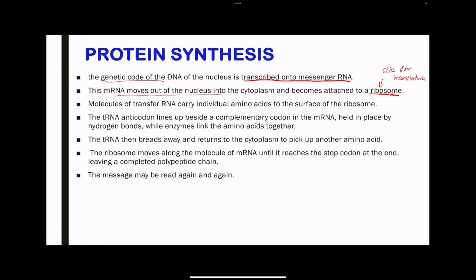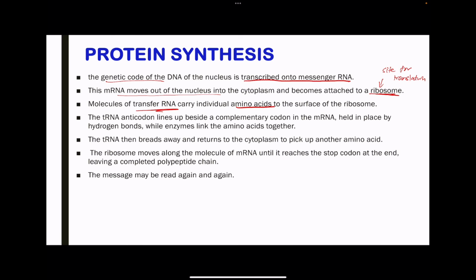The molecules of transfer RNA carry individual amino acids to the surface of the ribosomes. And again, different transfer RNAs have different anticodons that are complementary to the codon on the messenger RNA, and only complementary transfer RNAs will bind, because they contain the amino acid that has to be added at that specific position within the growing polypeptide chain.